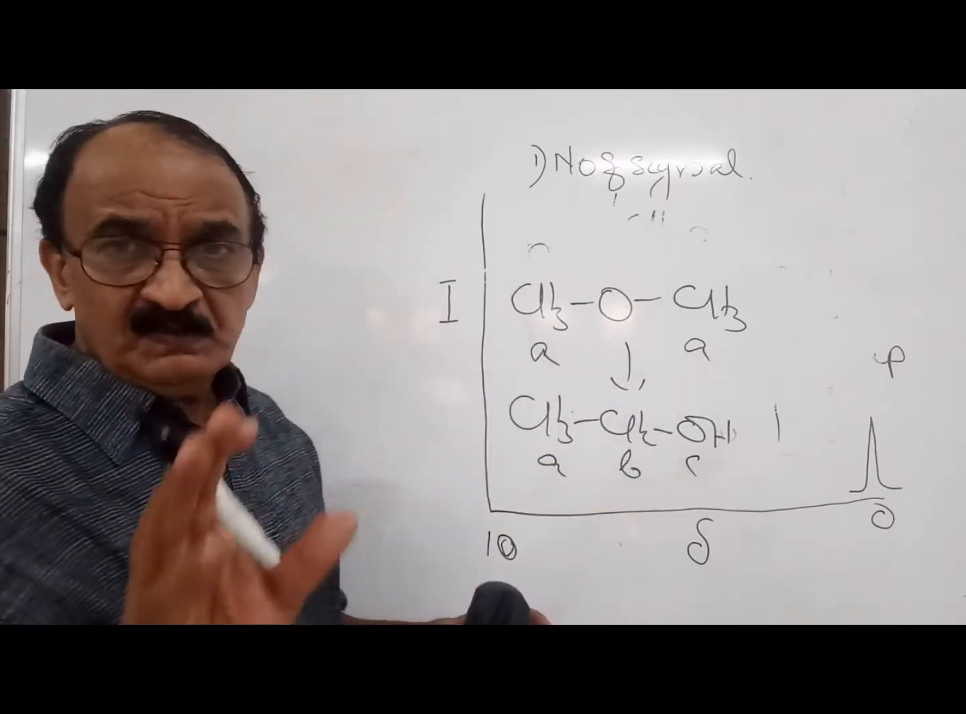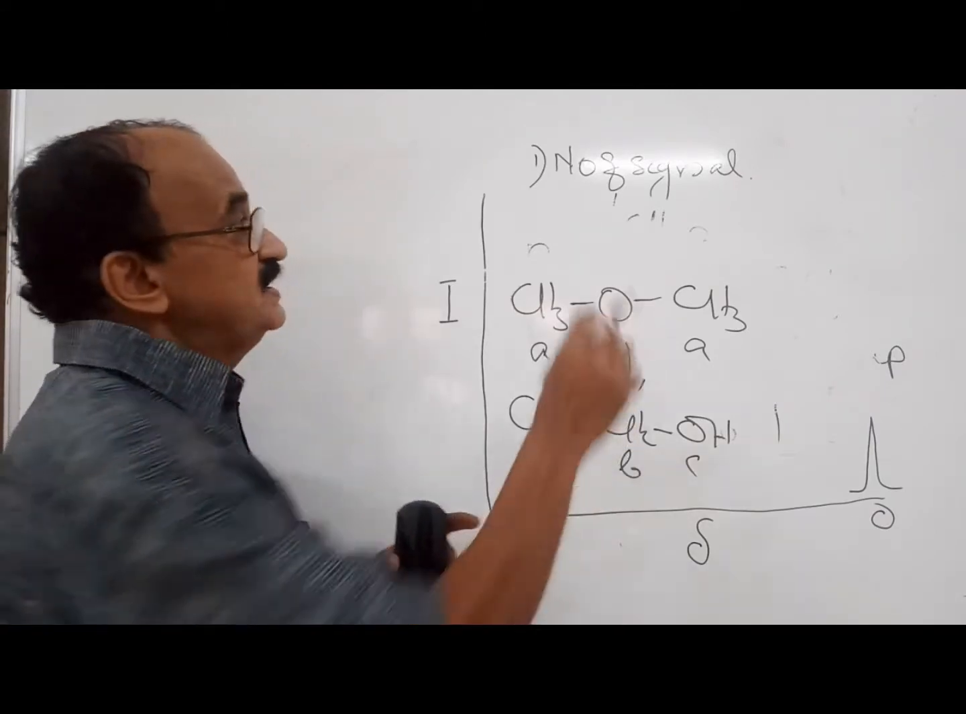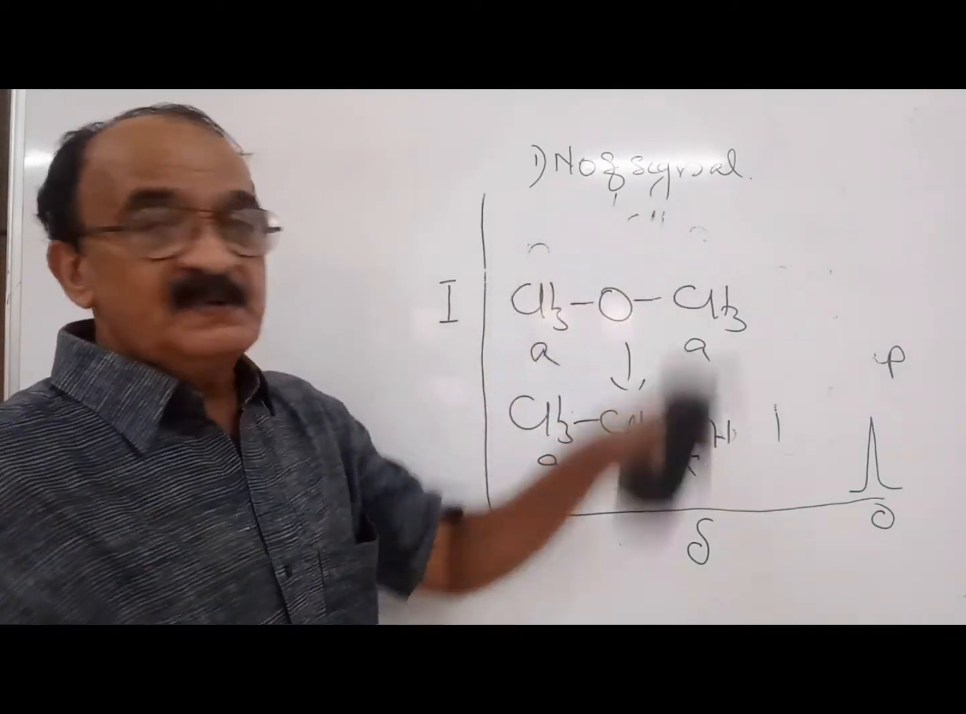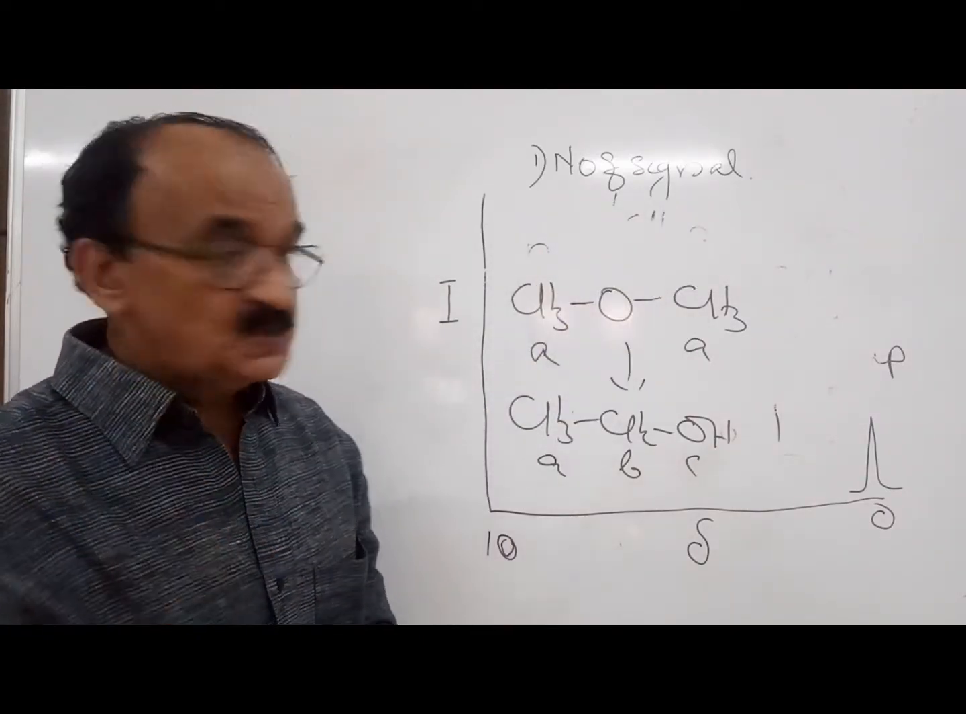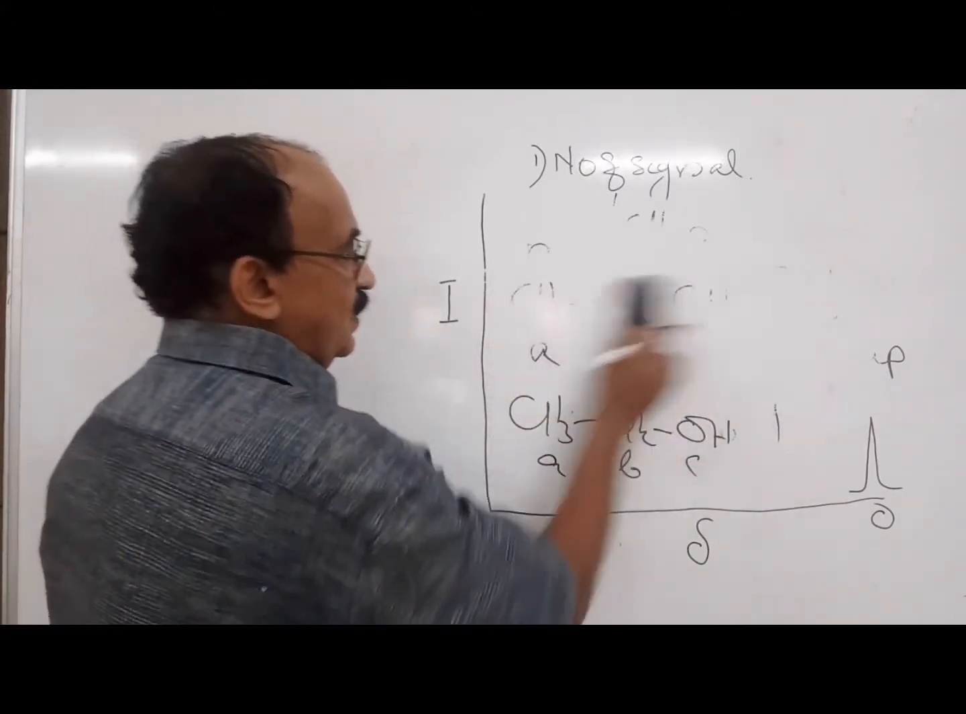So the first point to be taken into consideration when you get a spectrum of a compound is to calculate the number of signals available. Number of signals depends on what? Number of signals depends on the number of types of protons. Right?